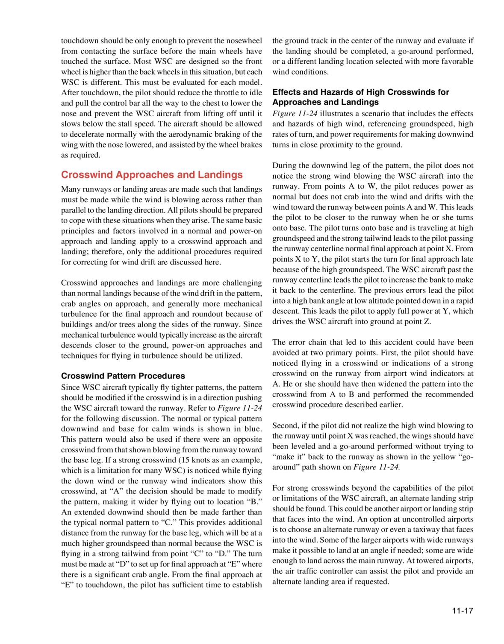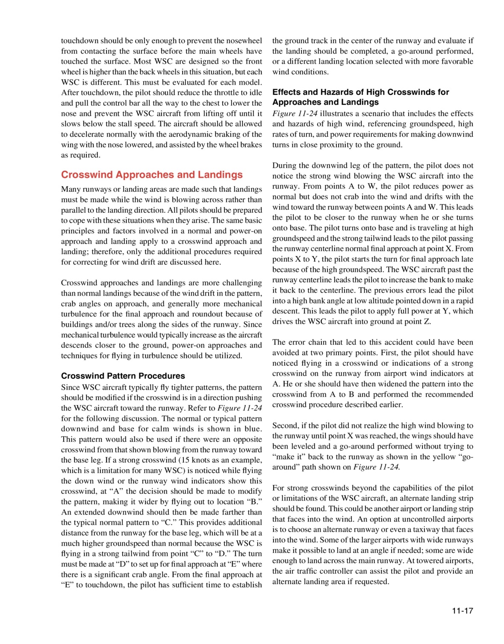the base leg. If a strong crosswind, 15 knots as an example, which is a limitation for many WSC, is noticed while flying, the downwind or the runway wind indicators show this crosswind, at A the decision should be made to modify the pattern, making it wider by flying out to location B. An extended downwind should then be made farther than the typical normal pattern to C. This provides additional distance from the runway for the base leg, which will be at a much higher ground speed than normal because the WSC is flying in a strong tailwind from point C to D.